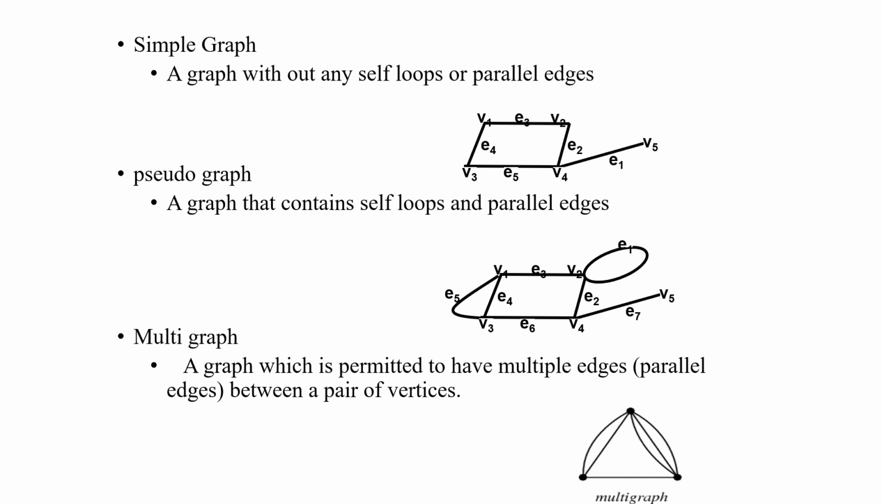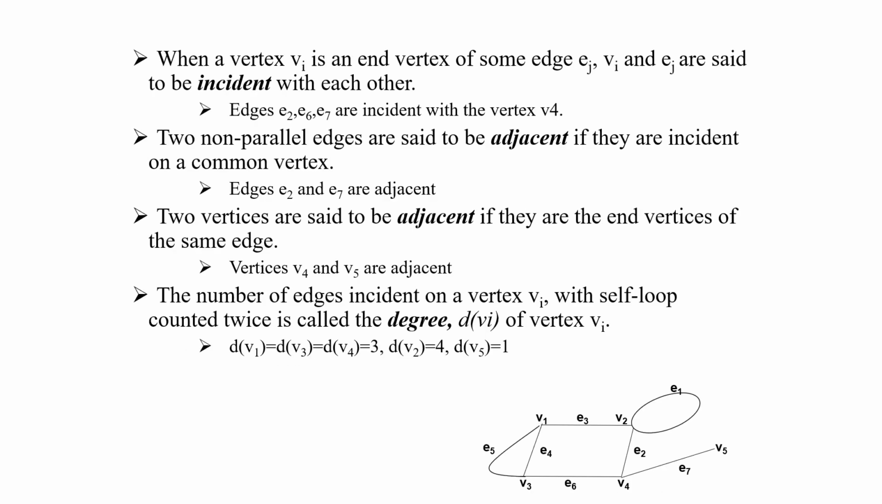An example is given here. A graph which is permitted to have multiple edges between a pair of vertices is termed as a multigraph. A multigraph is shown here, and here you can see that within a pair of vertices, in one case two edges are there and in the other case three edges are there. When more than one edge is permitted between a pair of vertices, that is termed as a multigraph.